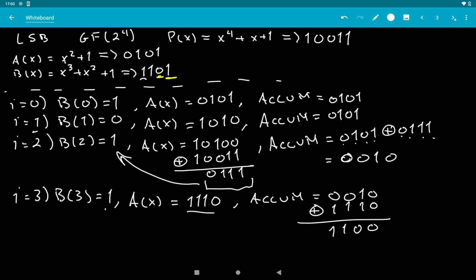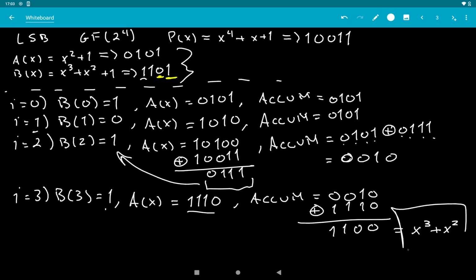Let me check my answer sheet here. Yep, and that is the answer we should be getting, which, if you just put that back into our polynomial notation here, is going to give you x cubed plus x squared. And that's our answer. That is all there is to it.